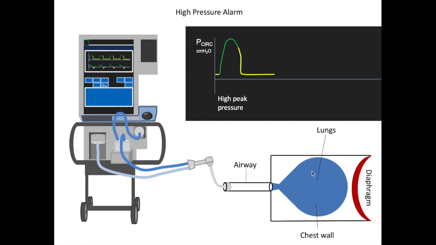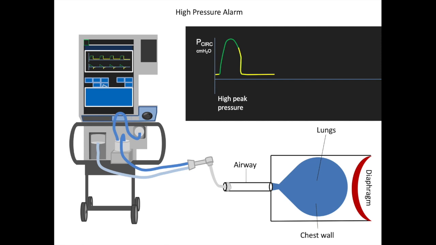I'm just harping on this to point out that you don't immediately need to run to the ventilator and start pushing buttons. You can often tell why there is a high peak pressure just from looking at the patient and looking at the ventilator. Okay, so you've examined the patient, you've examined the ventilator, examined the tubing between them, everything looks okay. What's the next step?